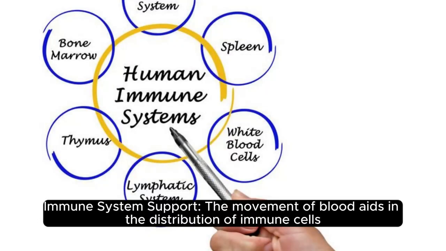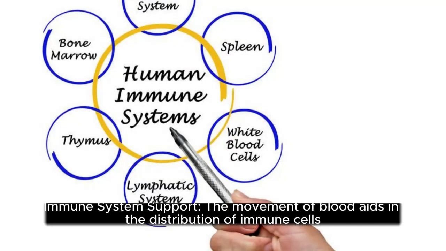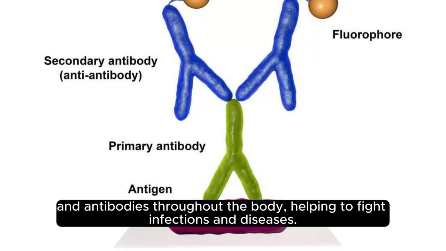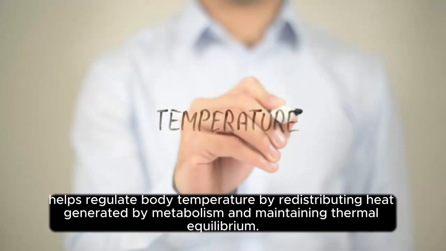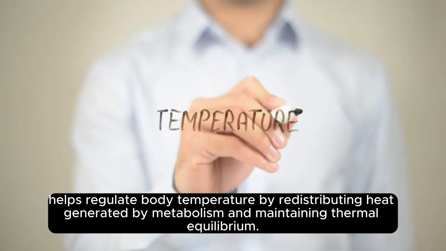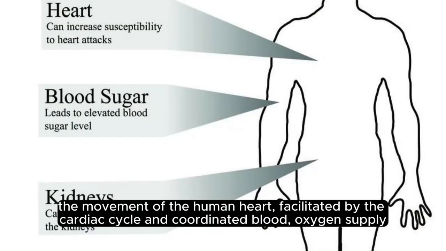Immune system support. The movement of blood aids in the distribution of immune cells and antibodies throughout the body, helping to fight infections and diseases. Temperature regulation. The circulation of blood through the body helps regulate body temperature by redistributing heat generated by metabolism and maintaining thermal equilibrium. The movement of the human heart, facilitated by the cardiac cycle and coordinated blood-oxygen supply.